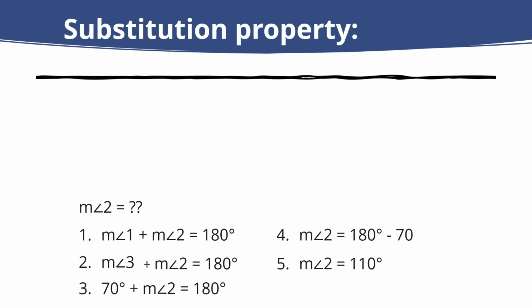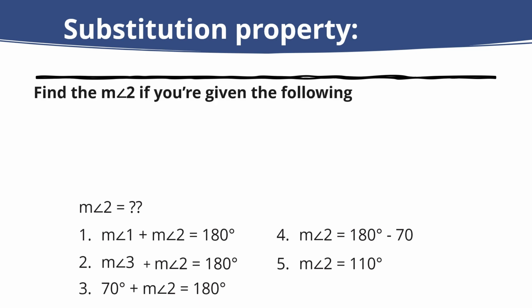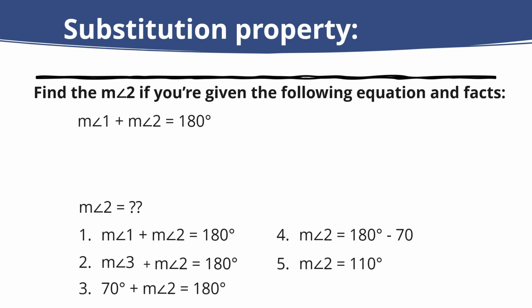Here's an example of the substitution property when you're working with angles. What if you're given this problem? You're told to find the measure of angle 2 if you're given the following equation and facts: that the measurement of angle 1 plus the measurement of angle 2 equals 180 degrees. And you're told that the measurement of angle 1 equals the measurement of angle 3. And you're told that the measure of angle 3 equals 70 degrees. And you have to find the measure of angle 2.